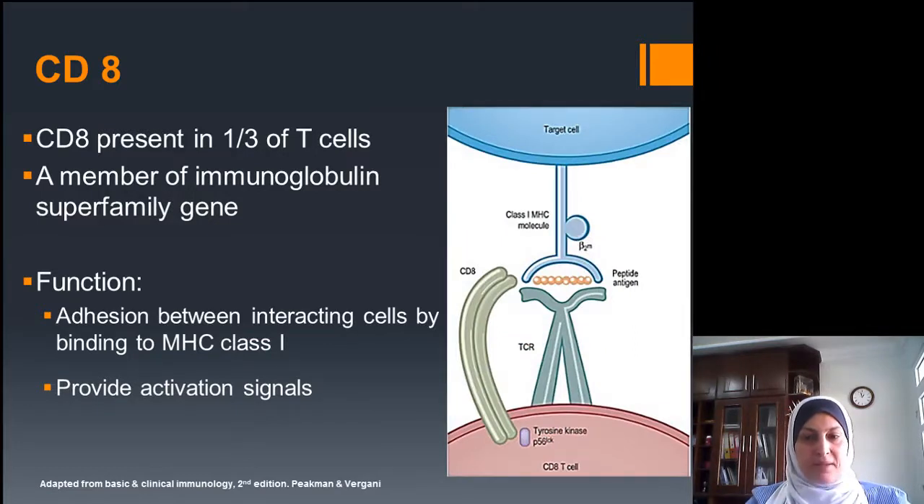Again, the function is the same. Here, the CD8 makes contact with MHC1 instead of MHC2. It makes contact with the MHC1 molecule, and then it will provide the activation of the CD8 T cells, but it does not have the feature of CD4 of acting like a receptor for the HIV virus. So CD8 T cells are not affected by the HIV virus, not like CD4.